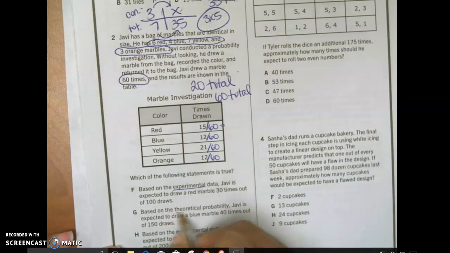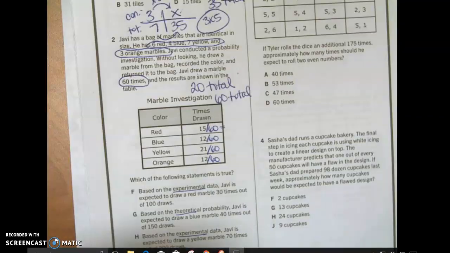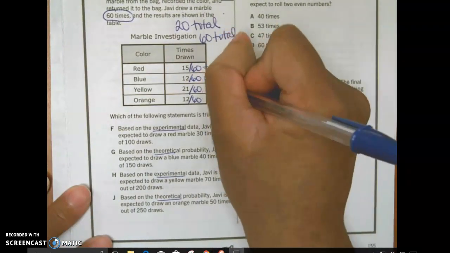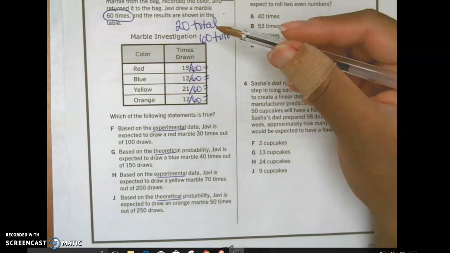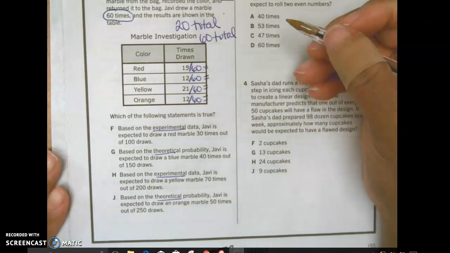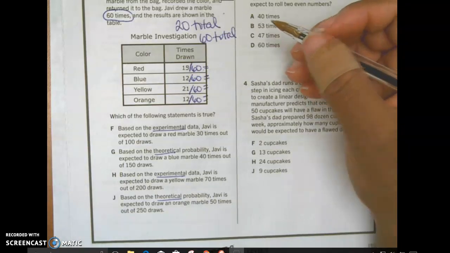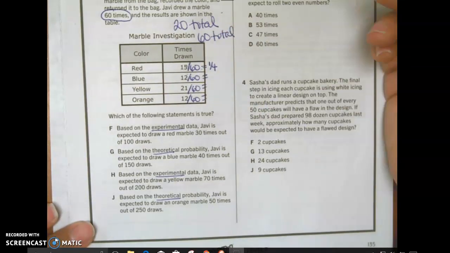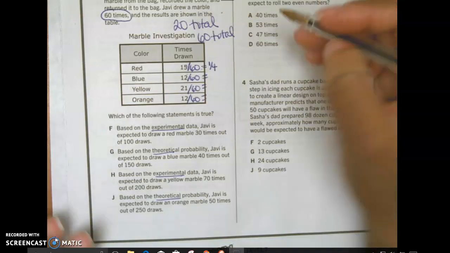Now, this question is like the other question because it asks for theoretical and experimental probability. So I have a lot more work to do on this one. So let's simplify these fractions like I heard somebody doing. 15/60. Ouch. What is that simplified? What part of 60 is 15? A fourth. What part of 60 is 12? A fifth.